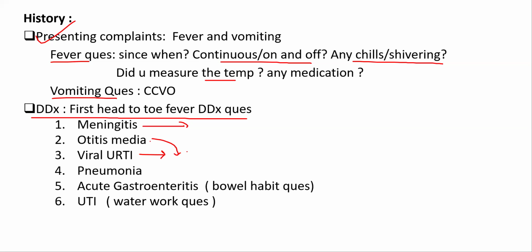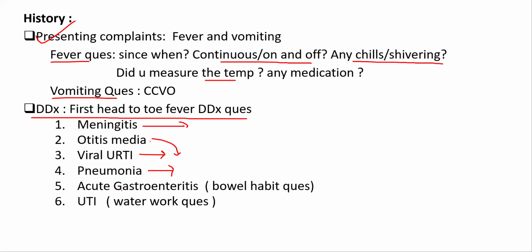So ask about the eye, any red watery eyes. For the nose, any runny nose. And then for the ear, you know the question. And for the throat, any sore throat or any difficulty in swallowing, depending on the age of the child. Then you go to the lower respiratory tract, which is pneumonia. So any cough, any difficulty in breathing. Already we know the child has got fever.